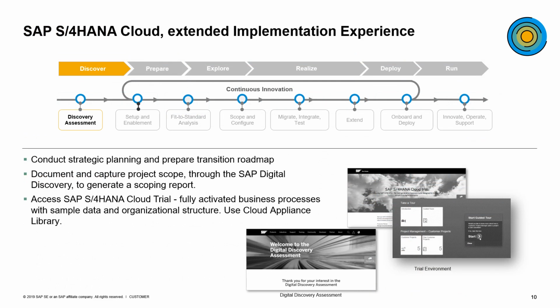The first phase that we are going to look at is the Discover phase. We do strategic planning and transitioning to ensure that the Extended is the right approach for the customers. We use the SAP Digital Discovery to generate a scoping report that can be used to help the customers get a better feel of what is available and what they can continue to use within the SAP standard product.